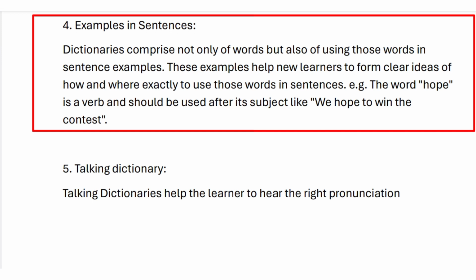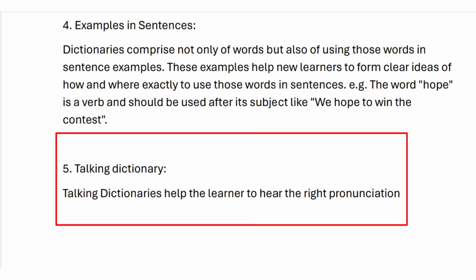3. Examples in sentences. Dictionaries comprise not only words but also examples of using those words in sentences. These examples help new learners to form clear ideas of how and where exactly to use those words in sentences. For example, the word hope is a verb and should be used after its subject, like: we hope to win the contest. 4. Talking dictionary. Talking dictionaries help the learner to hear the right pronunciation.